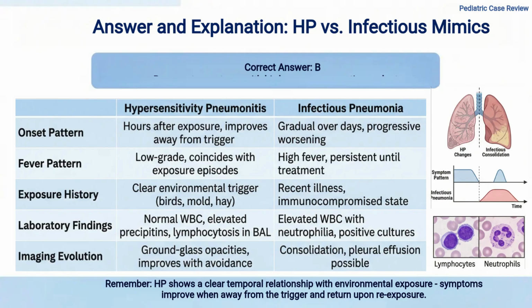Regarding onset pattern, hypersensitivity pneumonitis symptoms begin hours after exposure and improve away from the trigger, while infectious pneumonia progresses gradually over days. Regarding fever pattern, hypersensitivity pneumonitis shows low-grade fever coinciding with exposure episodes, while infectious pneumonia causes high persistent fever until treatment. Regarding laboratory findings, hypersensitivity pneumonitis shows normal white blood cell count, elevated precipitants, and lymphocytosis in bronchoalveolar lavage, while infectious pneumonia shows elevated white blood cells with neutrophilia and positive cultures. Remember, hypersensitivity pneumonitis shows a clear temporal relationship. Symptoms improve away from the trigger and return on re-exposure.